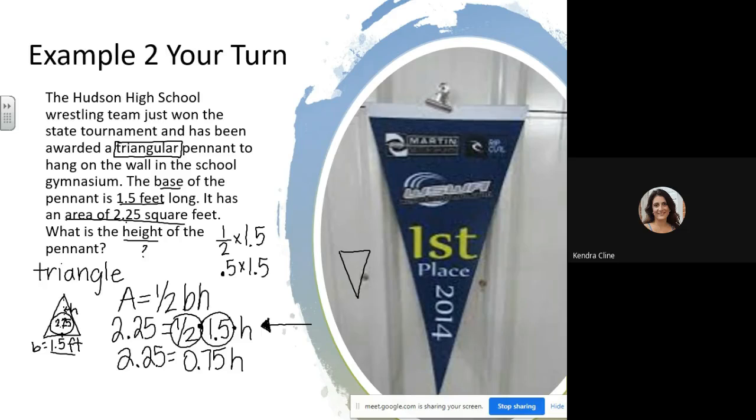So what's attached to H? This looks familiar. It's a one-step equation now. They are multiplying by 0.75, so I'm going to divide, do the opposite or the inverse, by 0.75. Remember, it's an equation. They're equal on both sides. It's like that balancing scale. If you do something to one side, you need to do it to the other. So I'm going to divide by 0.75. Over here on this side, this cancels out and gives me H. And then in your calculator, I want you to do 2.25 divided by 0.75.